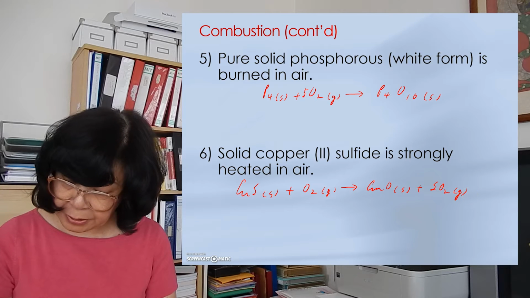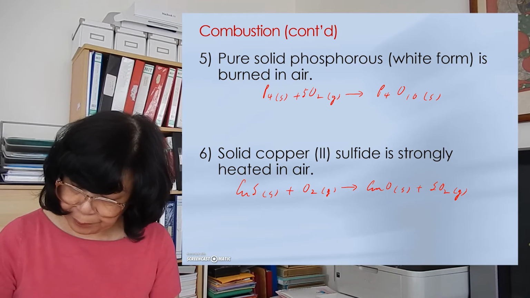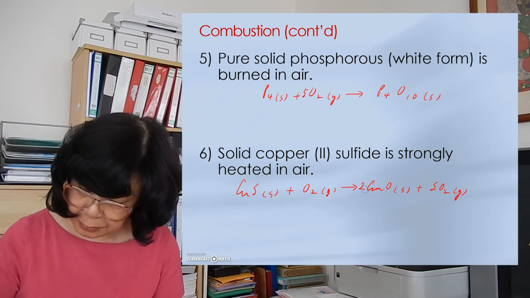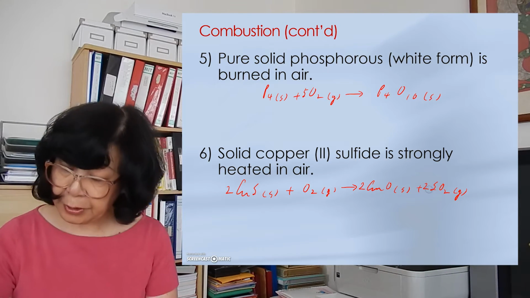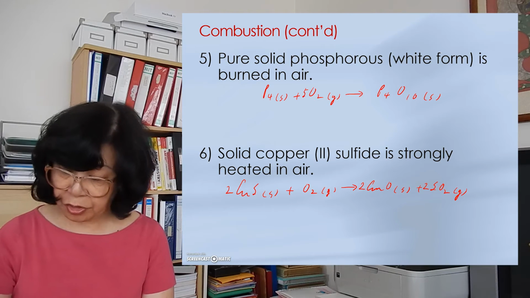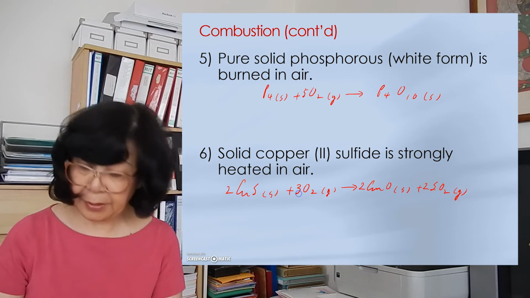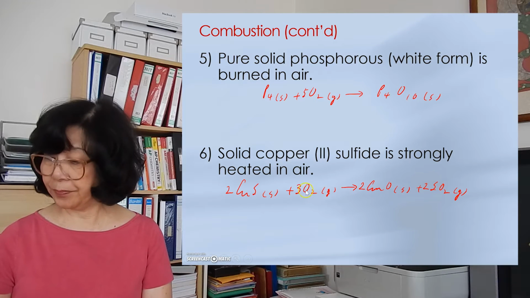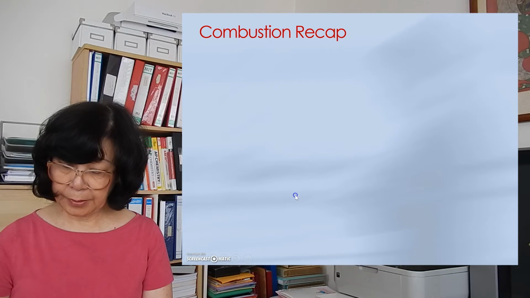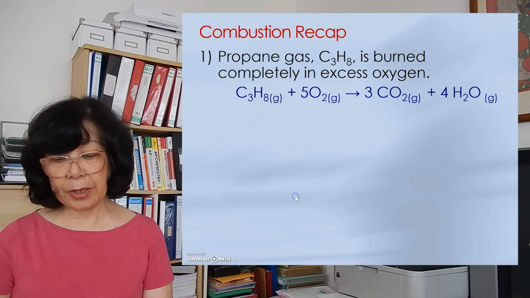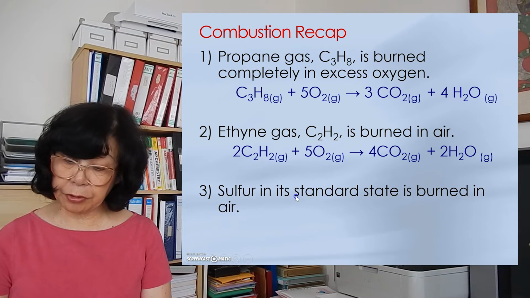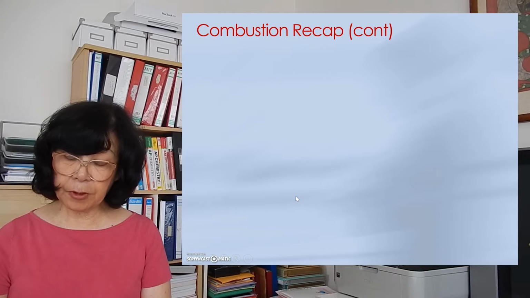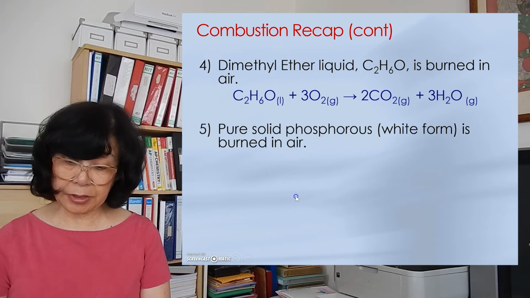I balance by putting a 2 here. So I put 2 in front of the copper sulfide, 2 in front of the SO2, and now I have 6 oxygen. I put a 3 here, and everything is balanced. So this is a recap of my earlier work in combustion reactions. You may want to pause the screen to follow the work and practice writing it yourself.